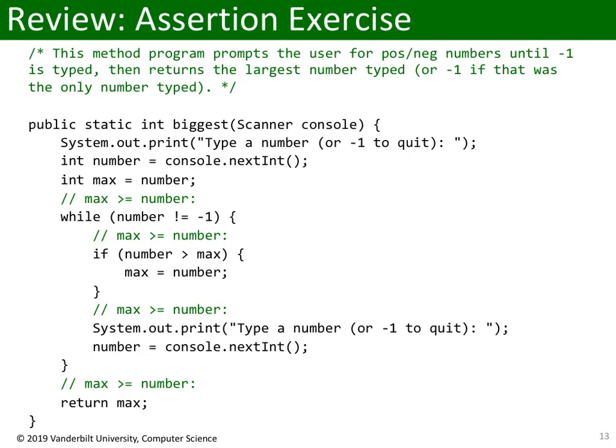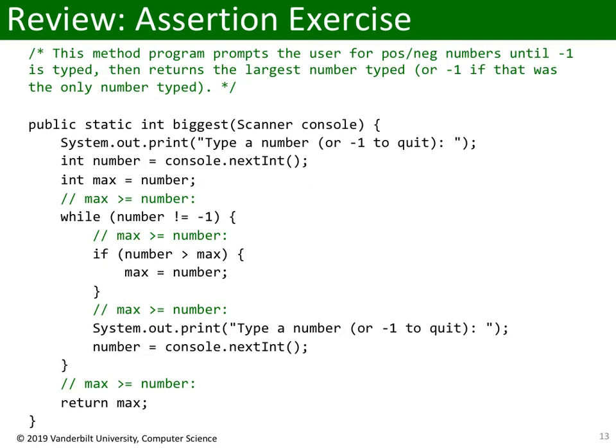If -1 was typed in at first, we would jump to the end, and max would be equal to -1, so this would be true. Okay, so far so good. But what if we have a number that is not equal to -1, we enter the loop? Is max greater than or equal to number? Yes. At this point, as long as we got there on the first loop through, we are greater than or equal to number.